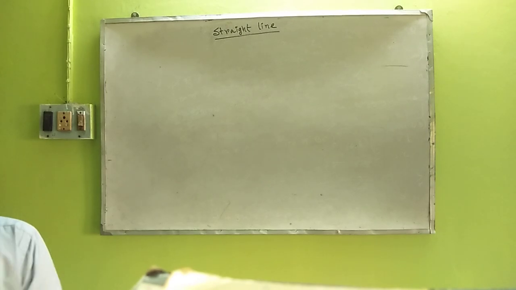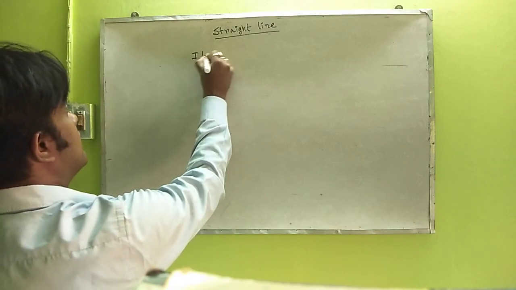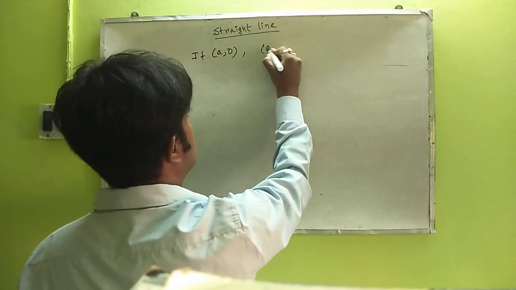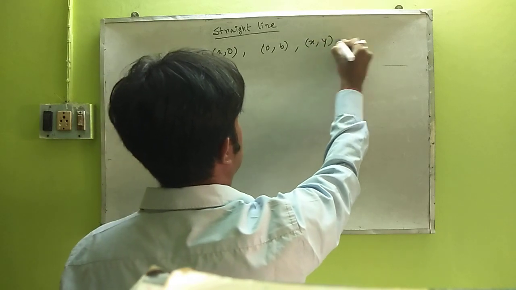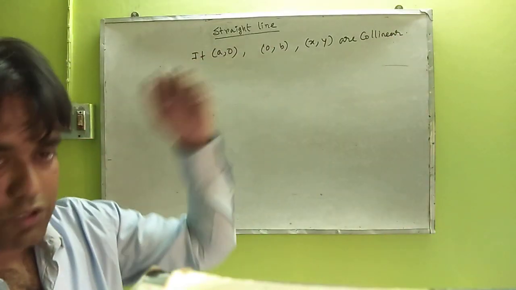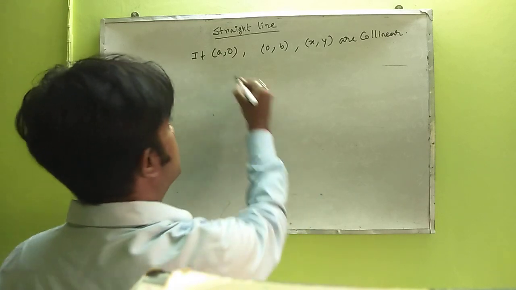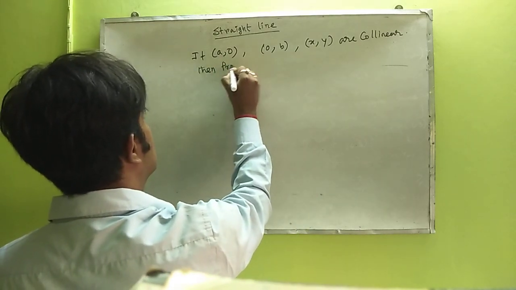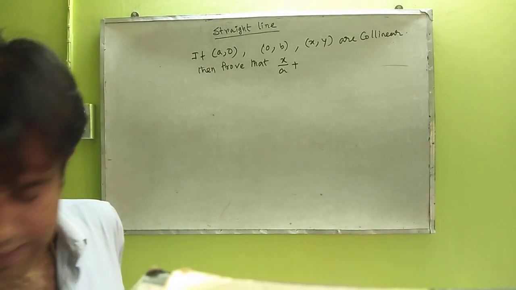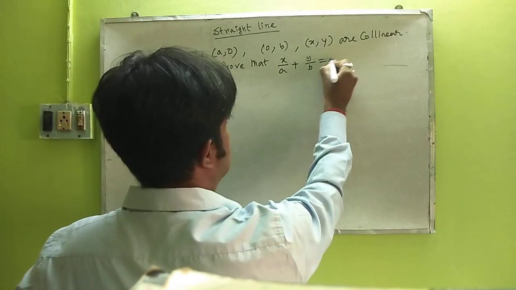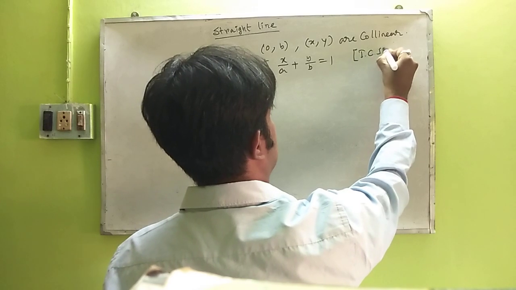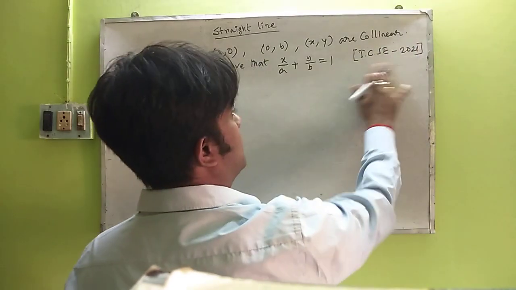Okay, now we apply this idea. The question is: if a comma 0, 0 comma b and x comma y are collinear, then prove that x by a plus y by b is equal to 1. This is very important, ICSE 2021, most predictable question.